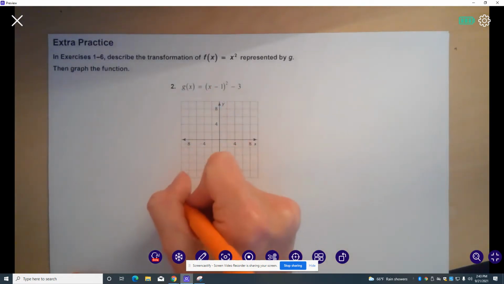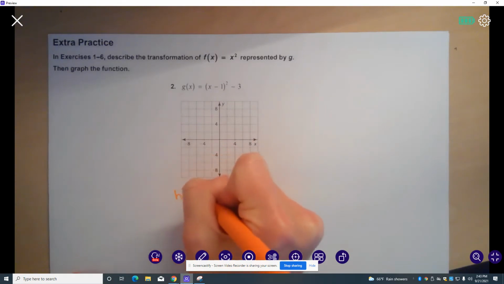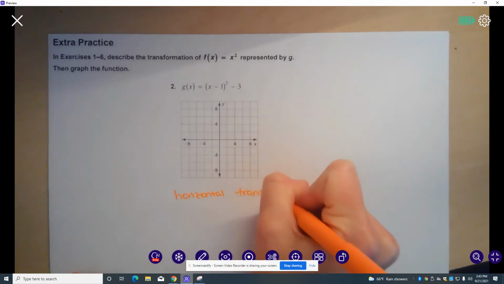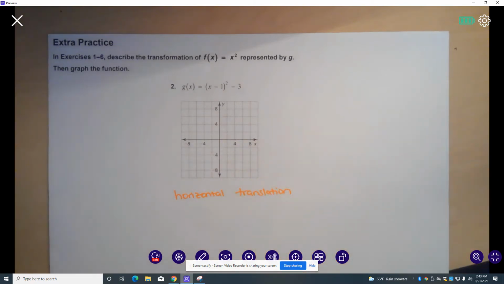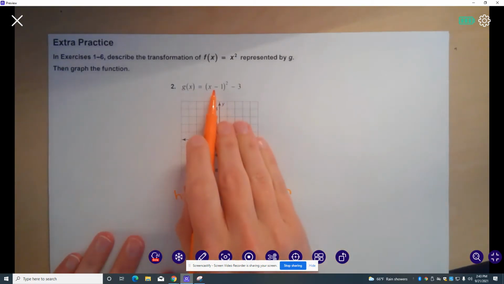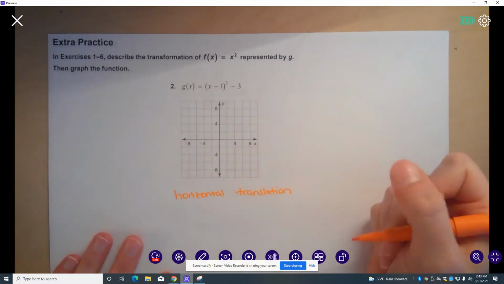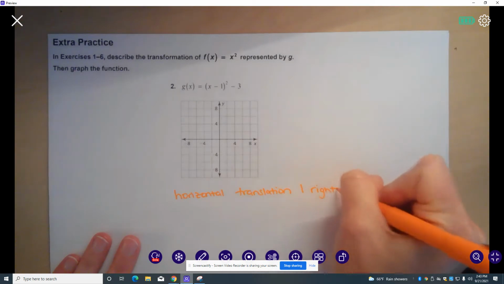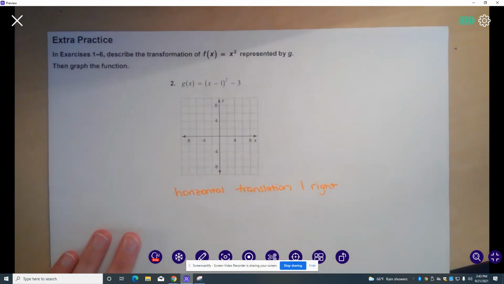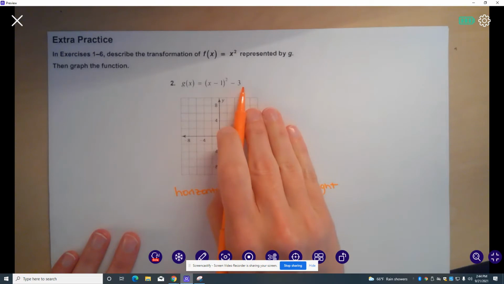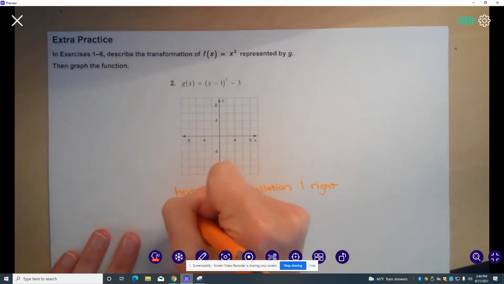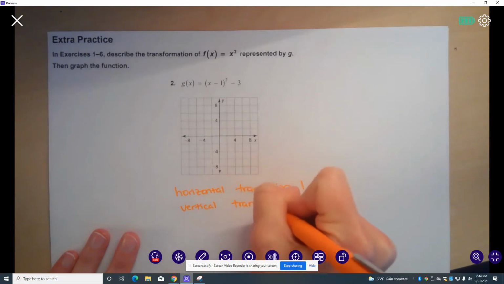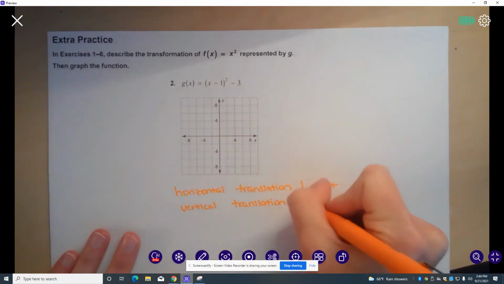So we know that is a horizontal translation. And remember, it's the opposite direction you would think. So minus 1 means it's going to be 1 to the right. We're subtracting 3 outside the function, so that is a vertical translation, 3 down.